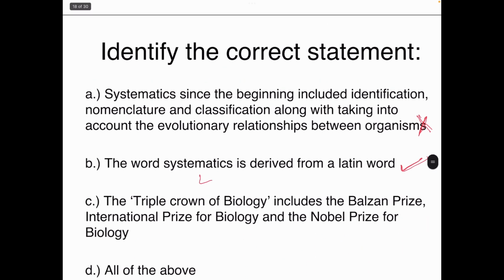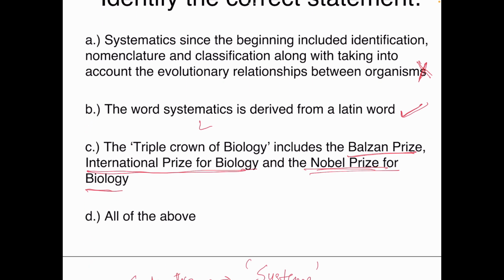Looking back to our third statement, it includes the Balzan Prize. Yes, it includes. It includes the International Prize for Biology. Yes, it does. And it includes the Nobel Prize for Biology. No, it doesn't. I understand most of you might be thinking that this is a correct statement because the Nobel Prize for Biology is a big prize. It should be included in the triple crown of biology, but no, it is not. Here should be the Crafoord Prize for it to be a correct statement.